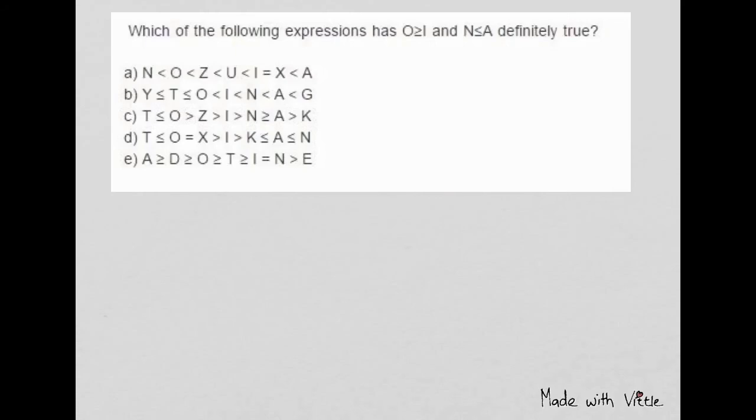Again, this is another kind of question. It says, which of the following expressions has 0 greater than equal to I and N less than equal to A, and is definitely true. So let's start eliminating. Here 0 is less than I. That is the only relation you can get here. Eliminate it. Don't need to check any other option.